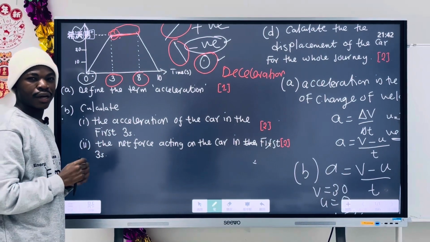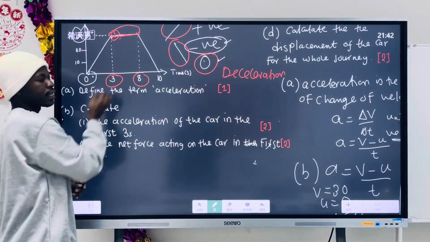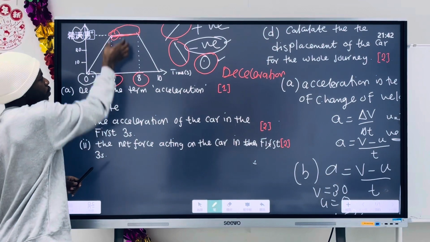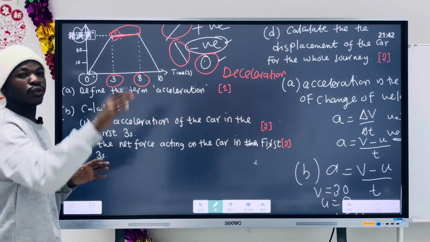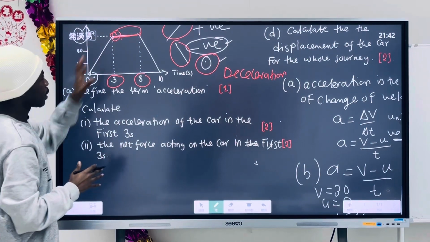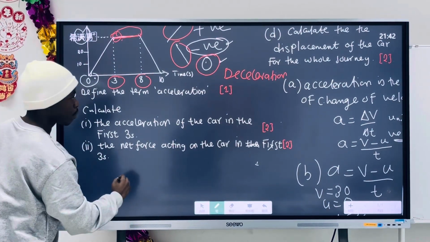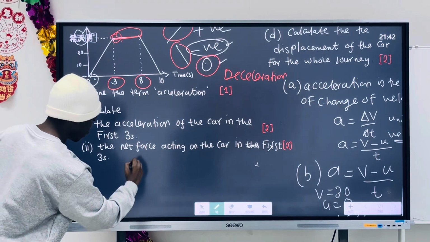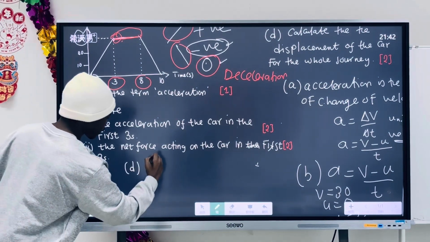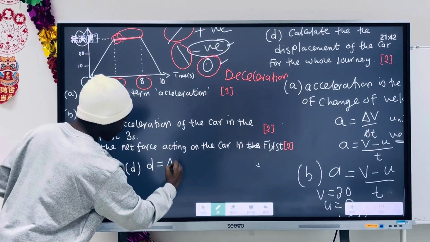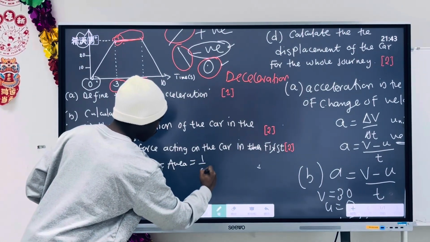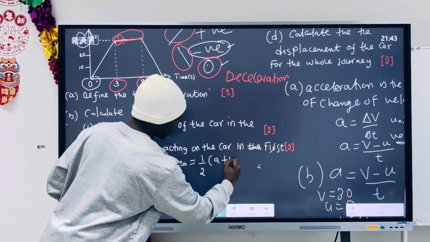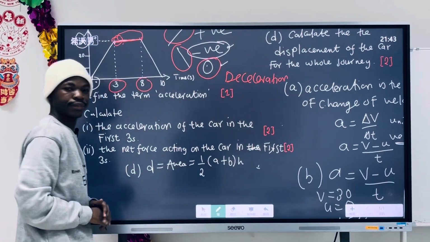Where is the car not accelerating? Between 3 seconds and 8 seconds. So you just need to find the area of this rectangle, L times B. Super easy. But in this case, we want to find the total distance covered. So that is the area of the trapezium. So part D: the distance covered here is simply equal to the area, and this area is equal to half (A plus B) multiplied by h.